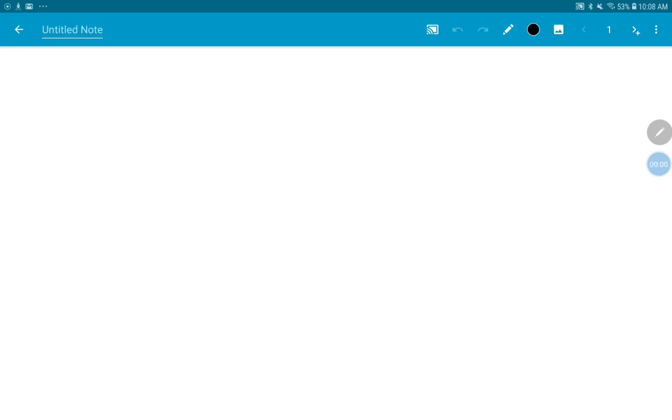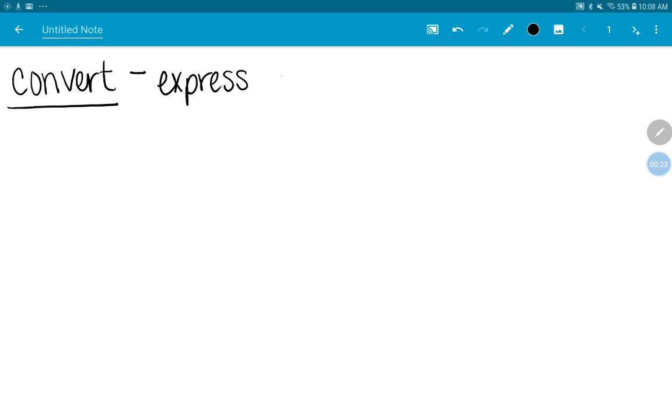Okay, let's do a quick review of what we've learned about converting units. So first of all, remind me what it means to convert. What does that word mean, Harper? To express a measurement in a different unit. Yeah, it means we're going to express or change our measurement into a different unit.